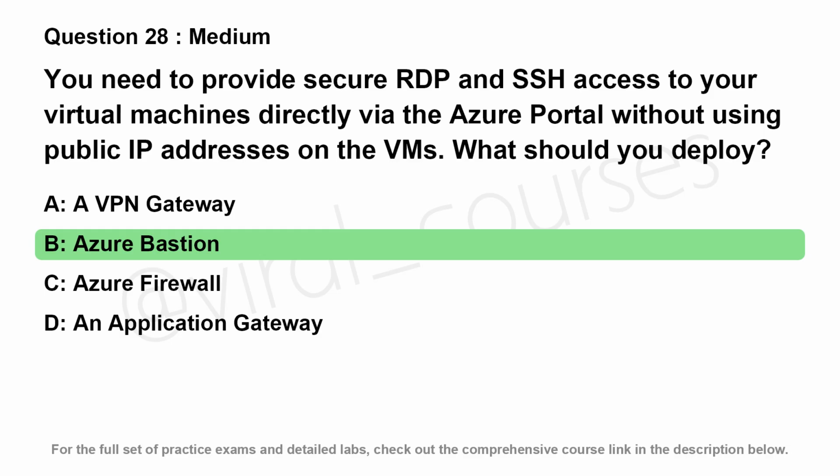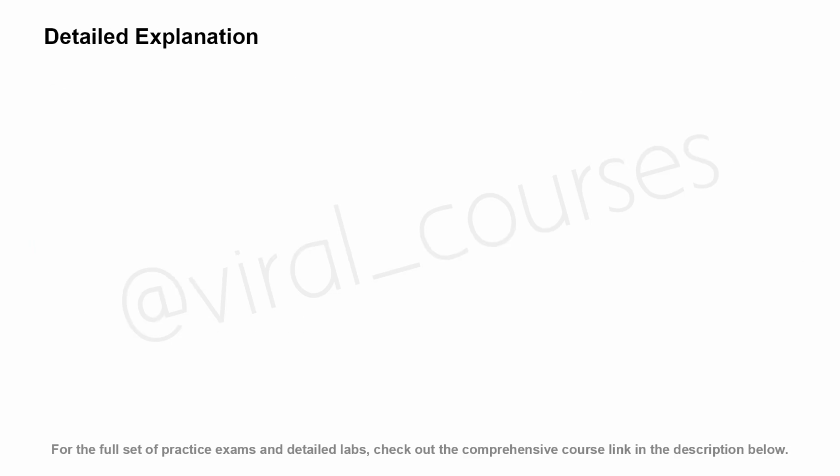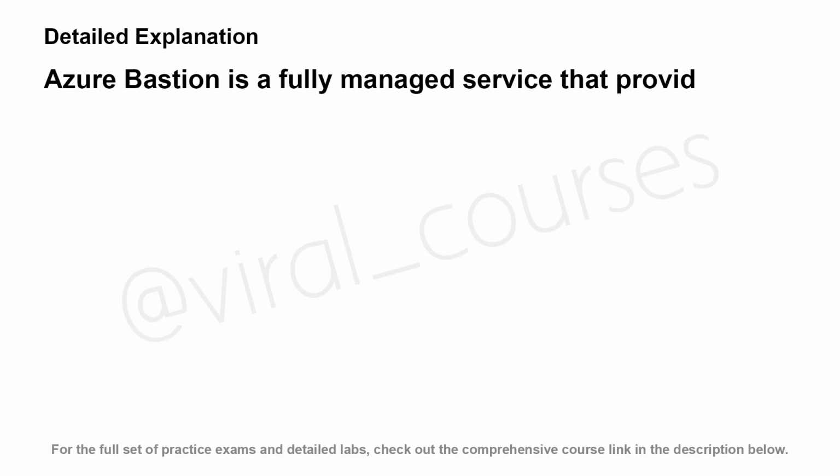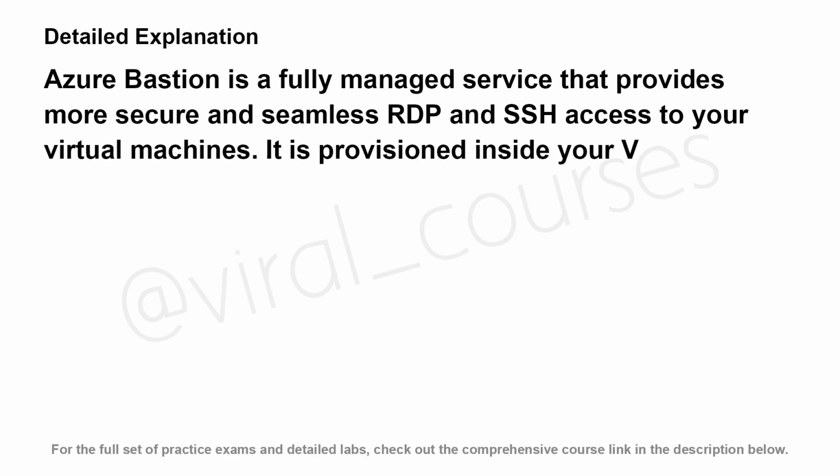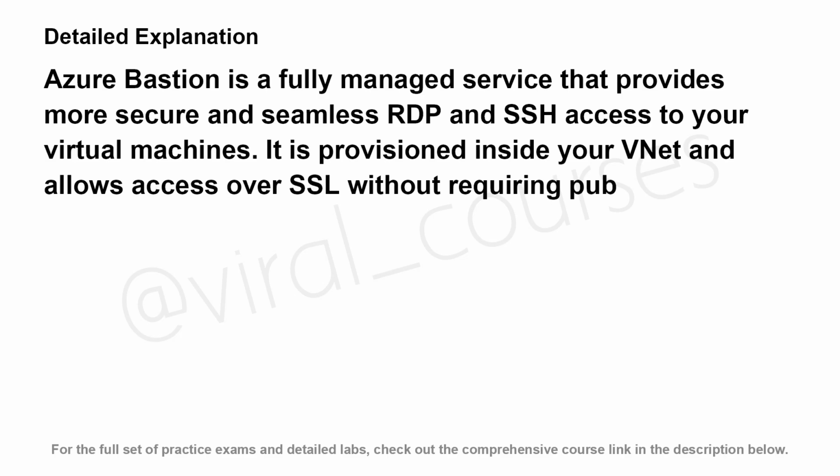The correct answer is B. Azure Bastion is a fully managed service that provides more secure and seamless RDP and SSH access to your virtual machines. It is provisioned inside your VNet and allows access over SSL without requiring public IPs for the target VMs.